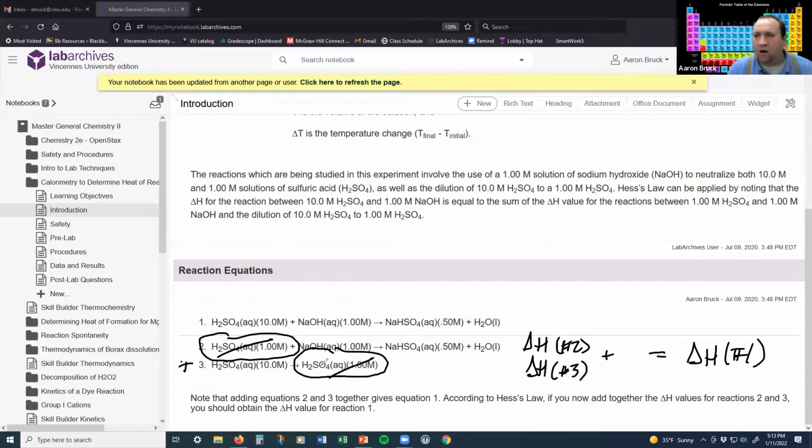And so that's kind of at the heart of Hess's law. Hess's law says that if I got a bunch of equations that add together, any equation that is generated by the adding together of other equations, the enthalpy for that reaction is going to be the sum of the enthalpies that make up the things that we're adding together.